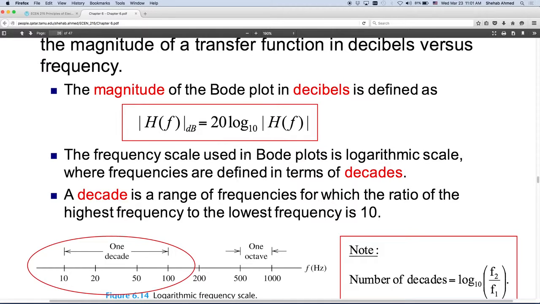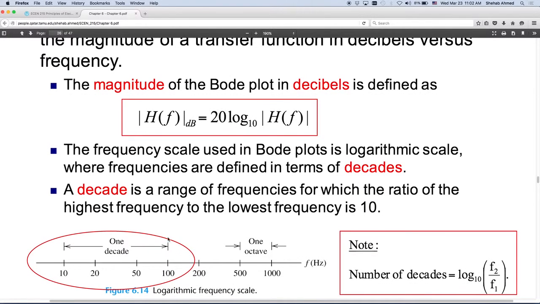On the frequency scale, what we would do is just take the log of the frequency, and we typically have units of either 10 or 2, either between each axis or between each grid point. You would typically have a difference of either multiplication by 10, like between 10 and 100, or 2, like 500 and 1,000.